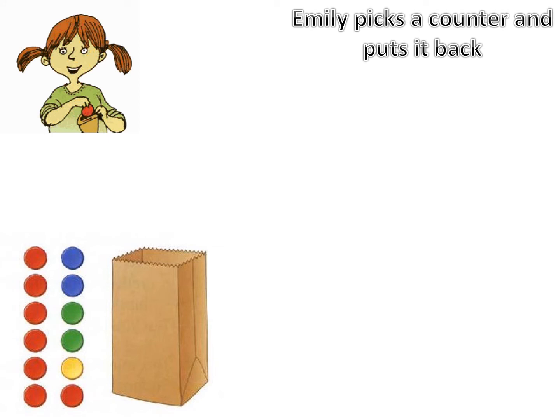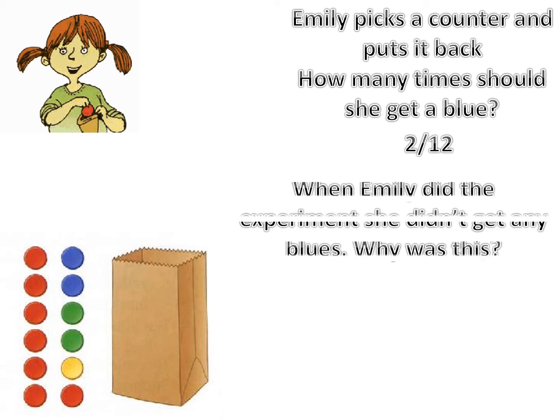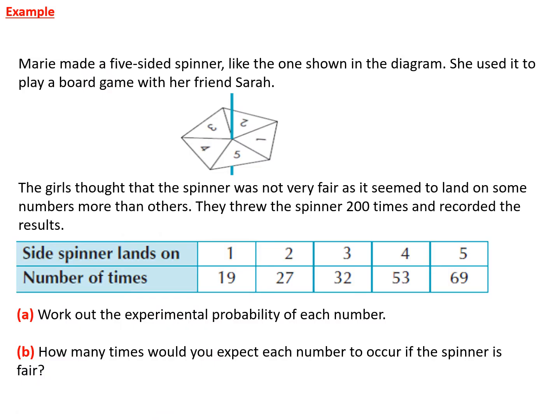Okay, let's have a look. Emery picks a counter and puts it back. How many times should she get a blue? If you think about theoretical probability, she should get 2 out of 12. But when Emily did the experiment, she didn't get any blue. So now it's experimental probability for that.